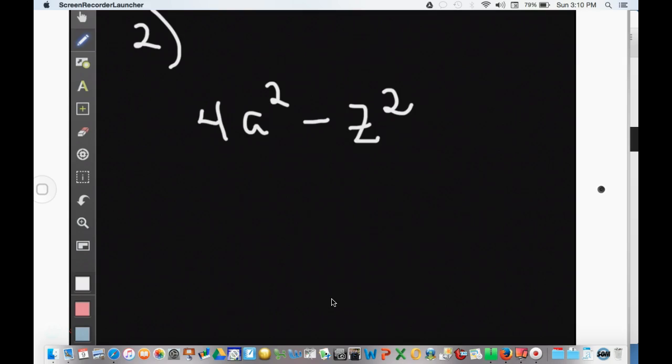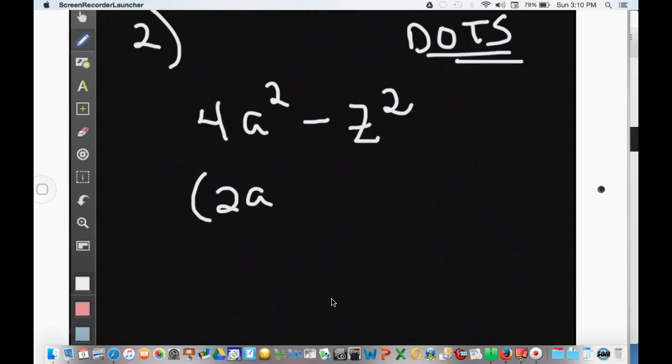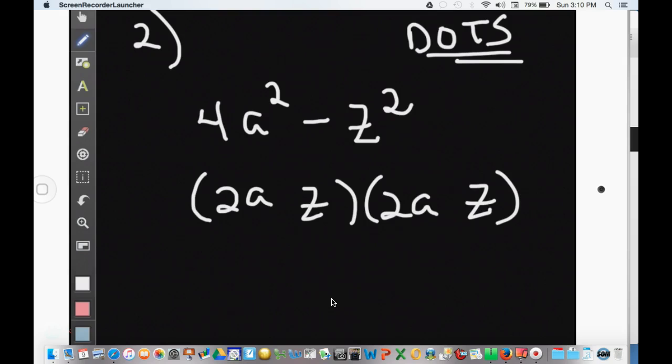Here we go. If we look at this, we can factor this by the method of difference of two perfect squares. 4a squared we can think of as 2a times 2a, z squared as z times z. And with the difference of two perfect squares, one sign is positive, the other is negative. And this, we can really see why we need this when we look at the outers and the inners. In order for them to cancel, or what I always call the OI to cancel, we need them to be opposite signs.